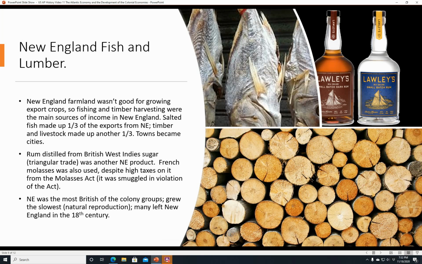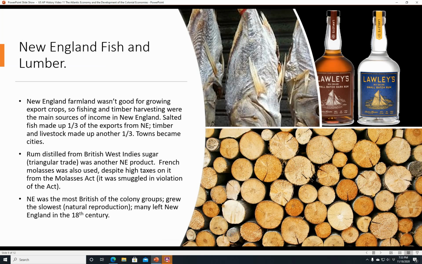Rum was distilled in New England from British West Indies sugar. That would be triangular trade, remember that. That was another New England product. French molasses was also used, despite high taxes on it from the Molasses Act. Mostly it was just smuggled in violation of the act, since the taxes, of course, were prohibitively high because the British Empire did not want the colonies to use sugar sources that didn't come from other British colonies.